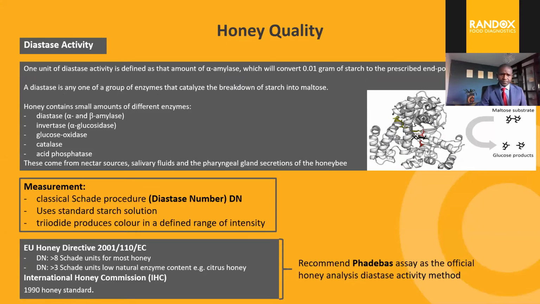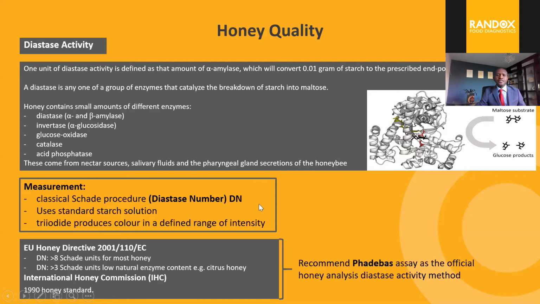So you're checking here the activity of diastase enzymes, the different types of enzymes in honey. You have invertase as well. You have glucose oxidase. You've got catalase, and acid phosphatase. Different types, and these are all used by the bees to process your sugars during honey formation.